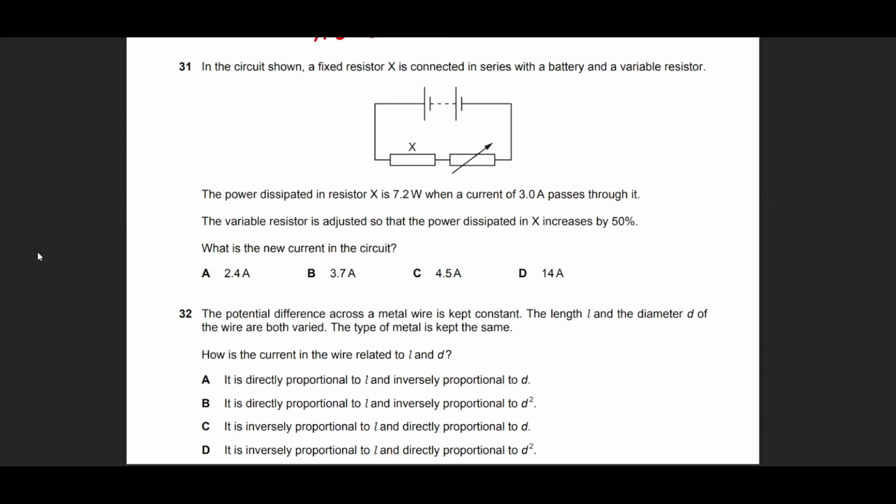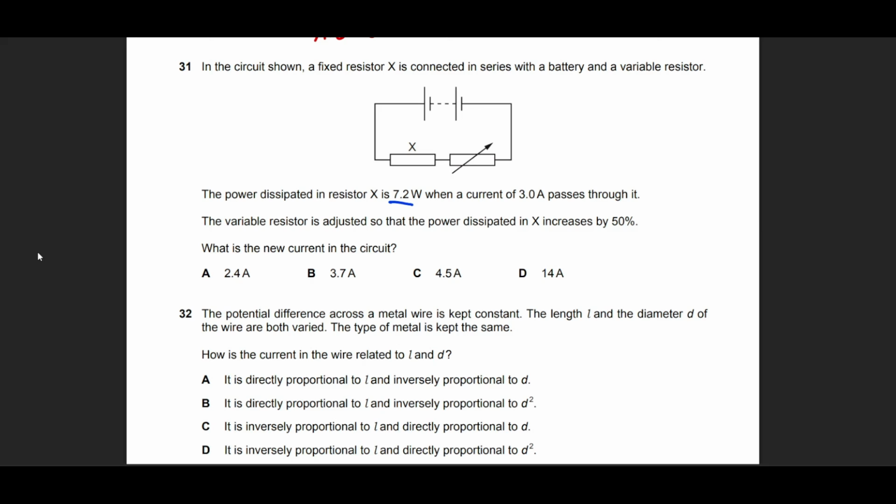Question number 31 involves a mathematical concept. He says they're connected in series. Okay, fine. The power dissipated in resistor X is this much. The current through it is 3. Now, since they're connected in series, the current in the variable resistor would also be the same. The power of X increases by 50%, which means that if it was previously 7.2, now it's going to be 1.5 times more. He says, what's the new current in the circuit?